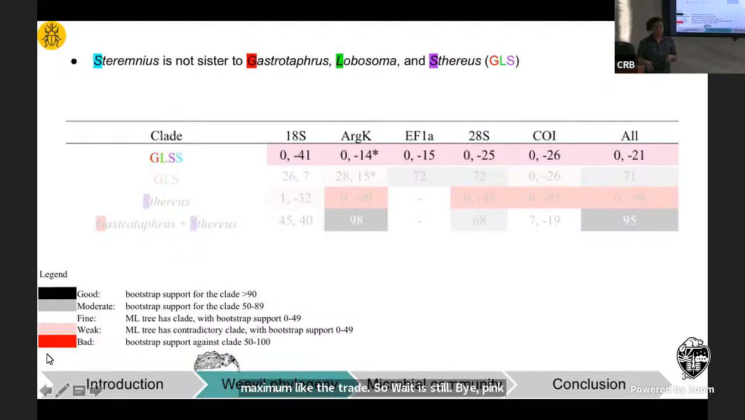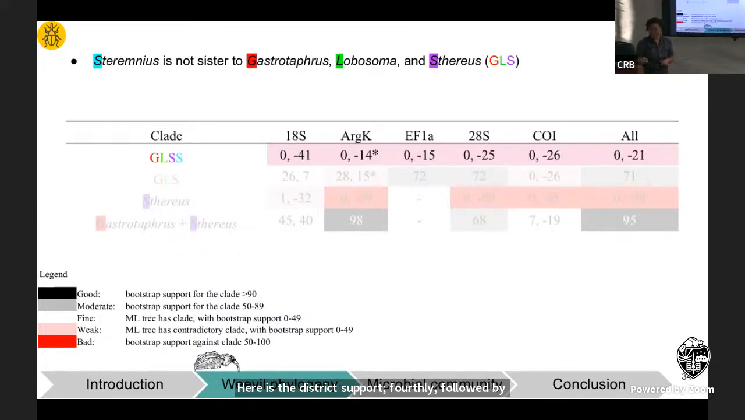Pink is weak support. The maximum likelihood tree has a contradictory clade, so it doesn't have that clade in the maximum likelihood tree, and the bootstrap support of a contradictory clade, not the clade I was investigating, has moderate support of about 0 to 50. And finally, red is bad. Not only is that clade not present in the maximum likelihood tree, and there's not a lot of bootstrap support, but there's really high bootstrap support for a contradictory clade. Finally, the first value here is the bootstrap support for the clade, followed by a comma, and the second value is bootstrap support for a contradictory clade.